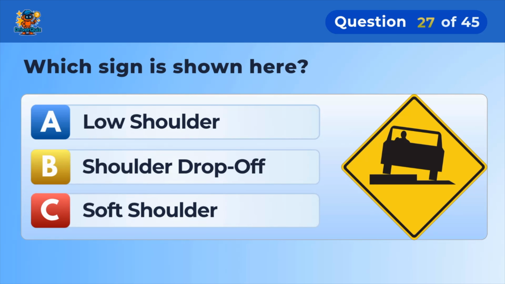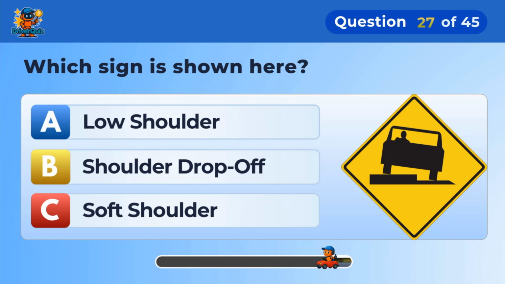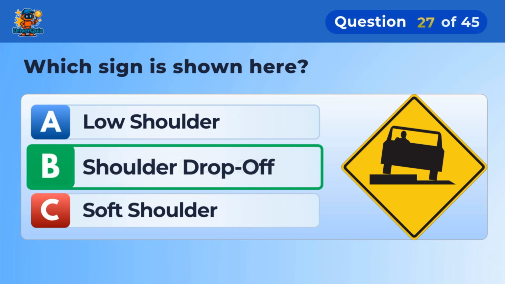Question 27. Which sign is shown here? A. Low shoulder. B. Shoulder drop off. C. Soft shoulder. And the answer is shoulder drop off.